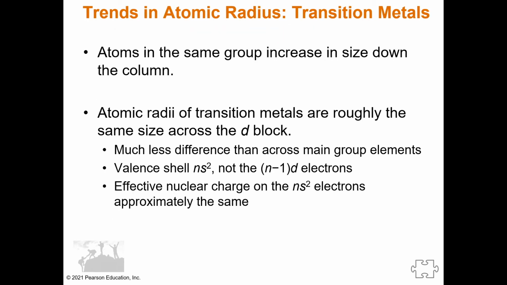Let's take a look at transition metals now. If we just look at one column and go down that column, the atomic radius is going to increase. Going from left to right, however, the size of the atom is going to be pretty much the same. The radius isn't going to change too much, and that's because the Z effective is about the same going from left to right.